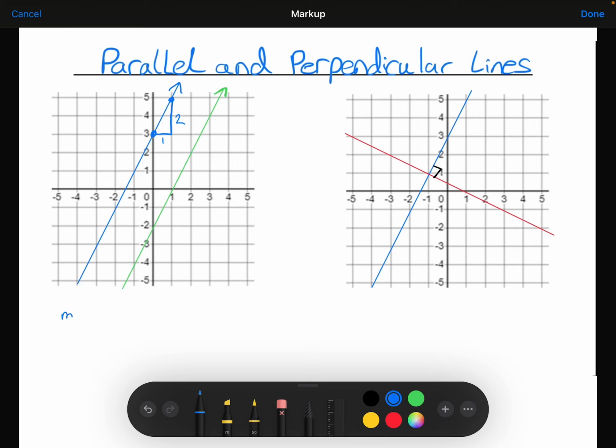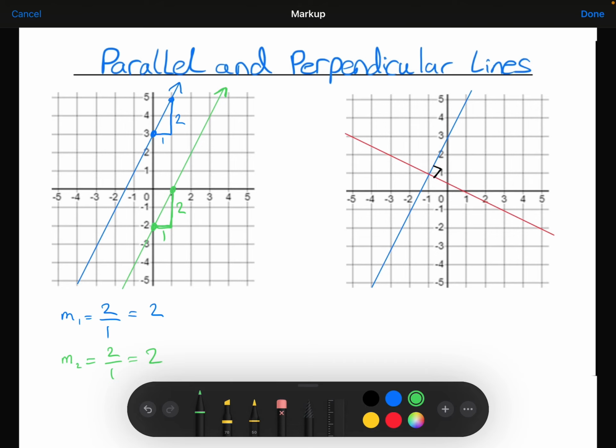The change in the y is 2, the change in the x is 1, so 2 divided by 1 is 2. The gradient of the blue line is 2. Let's do the same thing with the second line, the green line. So again, pick 2 points that we can read off easily. The change in the y is 2, when the change in the x is 1.